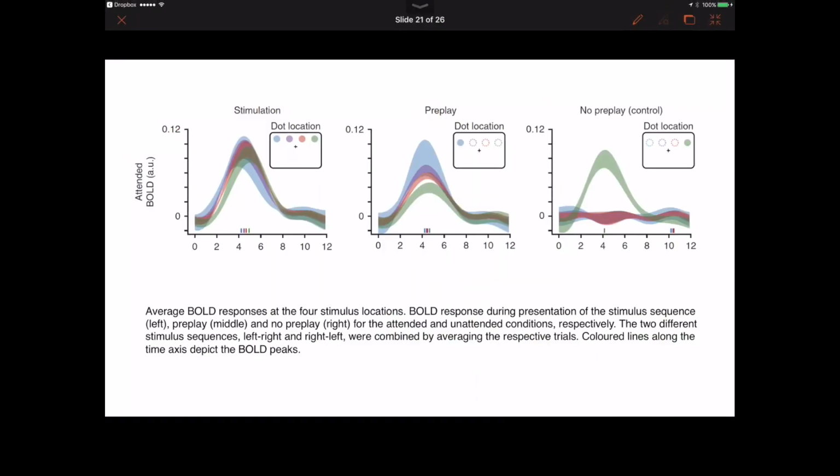Here's another way of showing this. So this is the location of the dot, and you can see the different locations expressed in different colors here. And in the preplay here, you can see there is a good separation of the first dot, second, third, fourth, and so on. Whereas in the no preplay condition, only the last dot here shows up in the response.